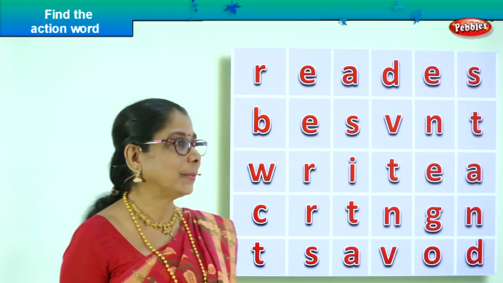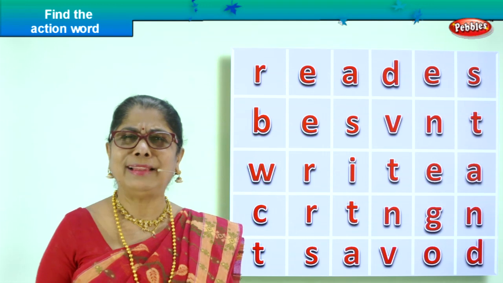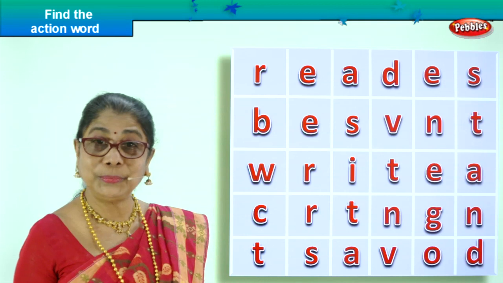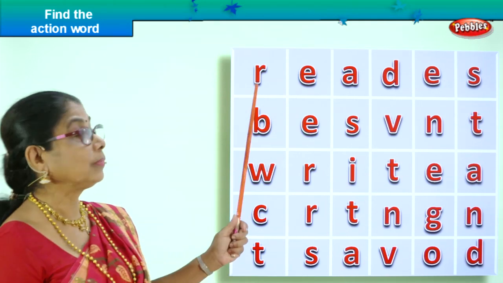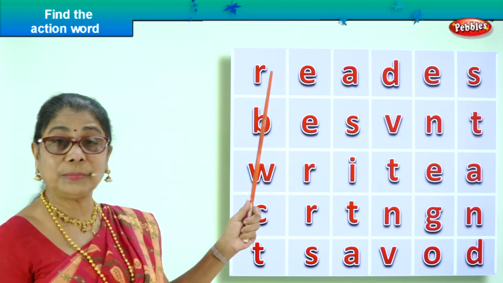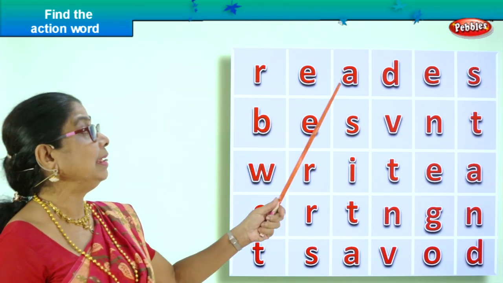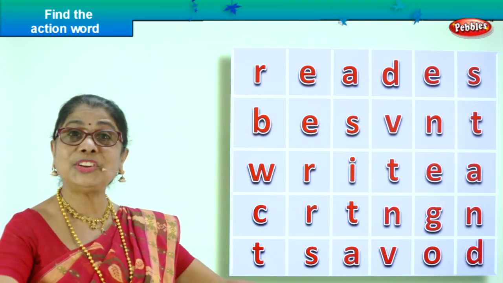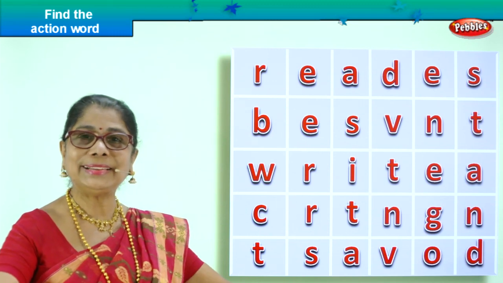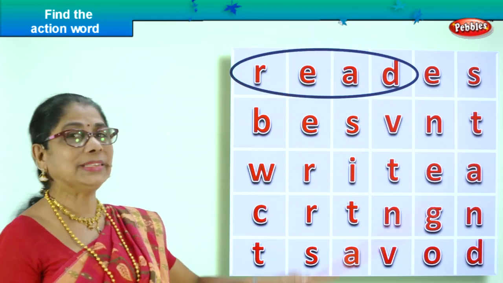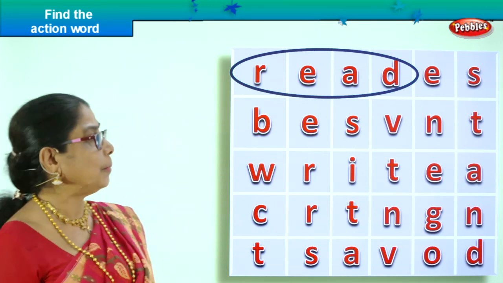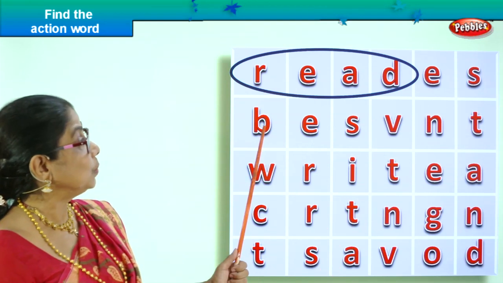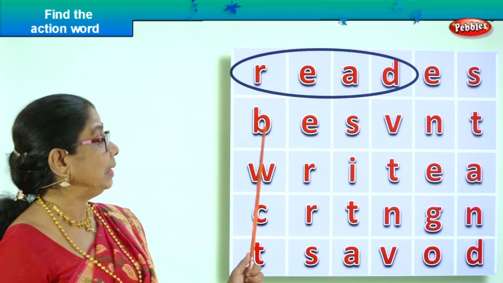All right? Look carefully. Look at this. Whole lot of letters are there. Let's find. Can you? Look at the first row. Can you find any action word here? Read. R-E-A-D. What is R-E-A-D? Read. Action word. What are you doing? I'm reading. So read is an action word, so we circle it. Let's look for some more. In the next word here, we do not have any.